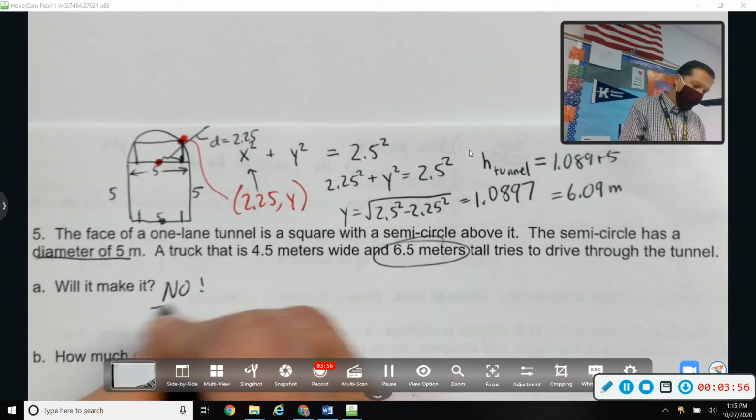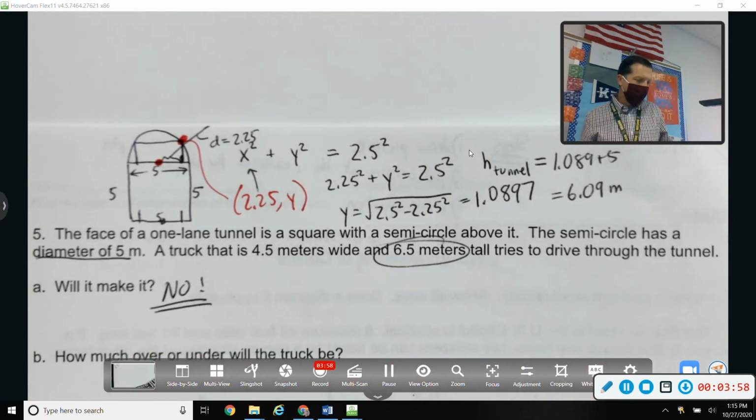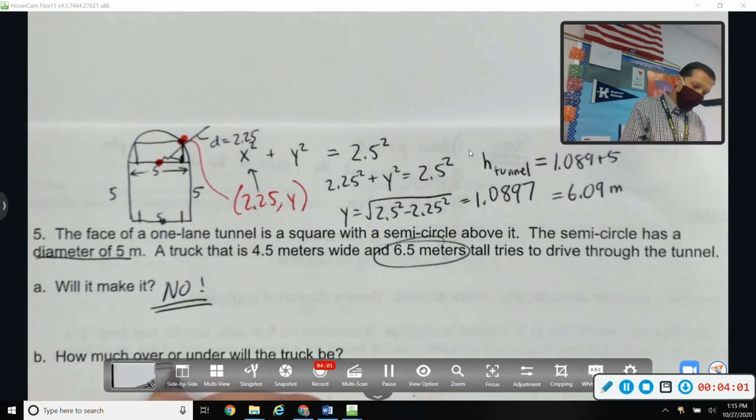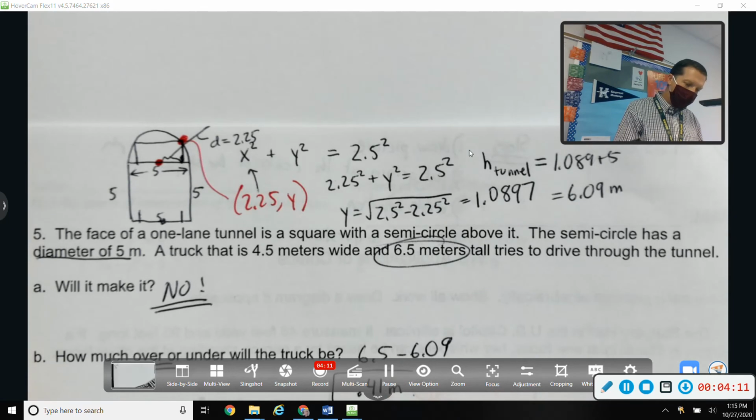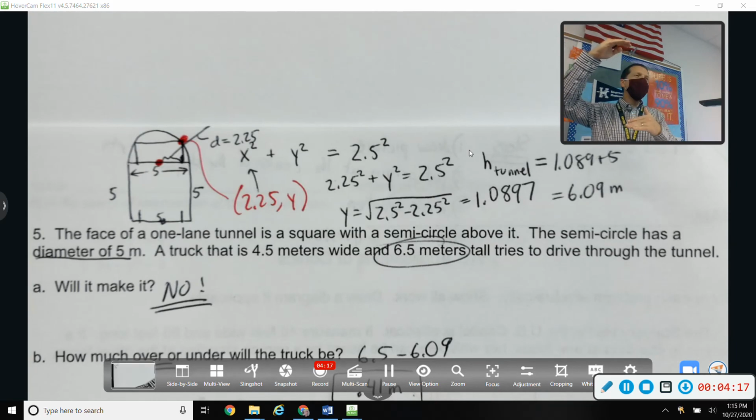No. So how much over or under will the truck be? It'll be over by 6.5 minus 6.09, 0.41 meters. 0.41 meters. That's 40 centimeters. That's not very close.